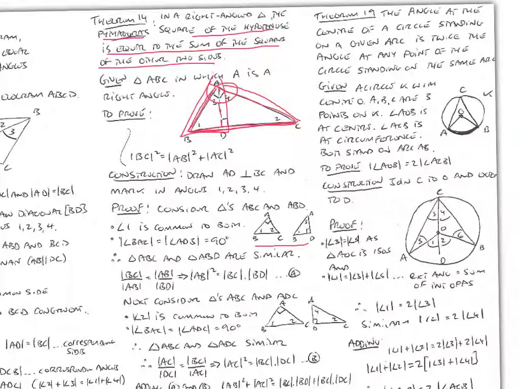If you look at those two triangles, angle 1 is common to both. Angle BAC is equal to angle ADB, 90 degrees. Therefore, ABC and ABD are similar. Note we're not saying they're congruent, we're saying that they're similar. Then we can use our ratio of the corresponding sides, and we can say that BC over AB is equal to AB over BD, or cross multiplying, AB squared equals BC times BD.